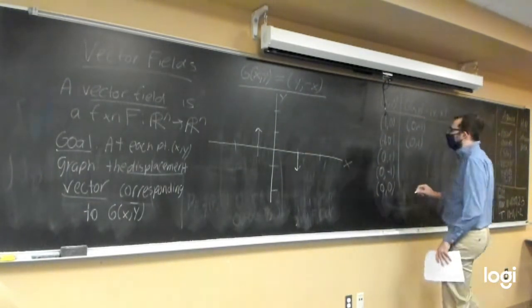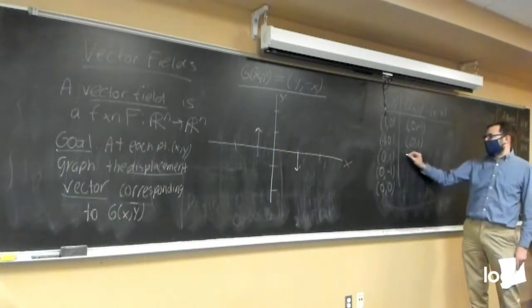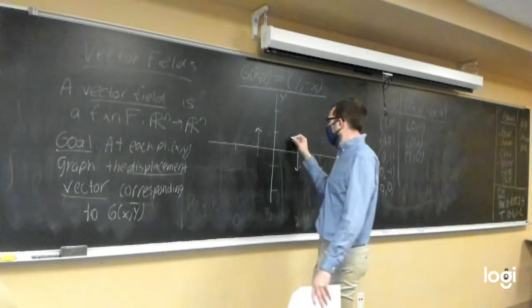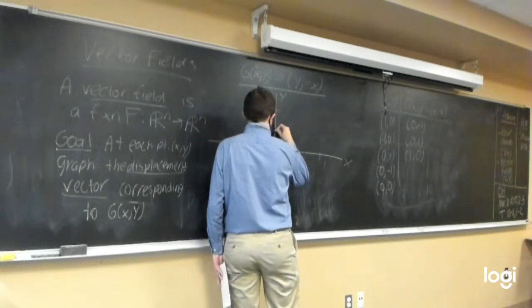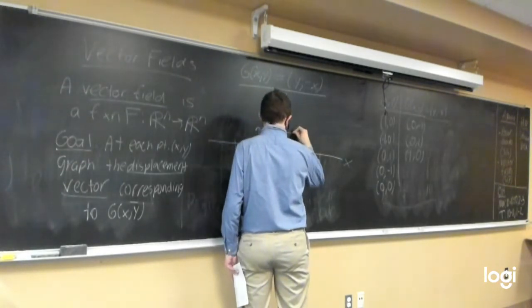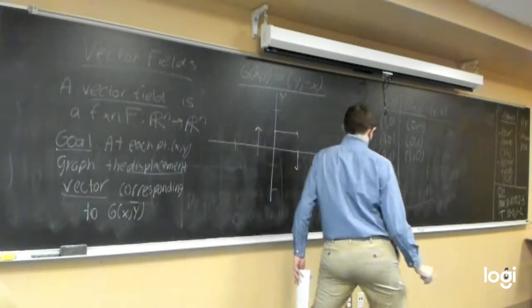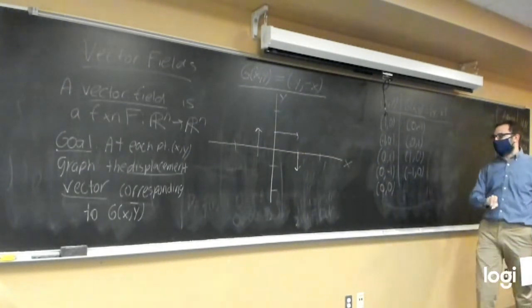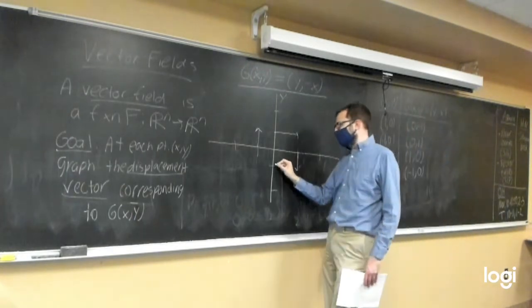And then similarly, if we plugged in 0, 1, we get an output of 1, 0. So I'm going to go to 0, 1, draw an arrow in the direction of 1, 0, which is to the right. At 0, -1, we're going to get an output of -1, 0. So that'll point to the left 1 unit.